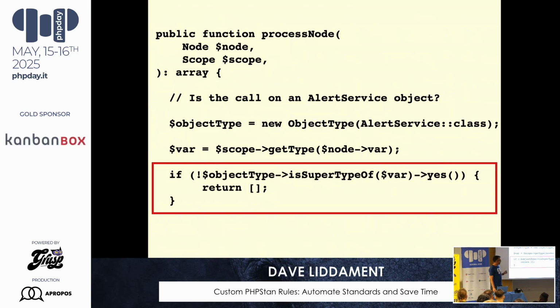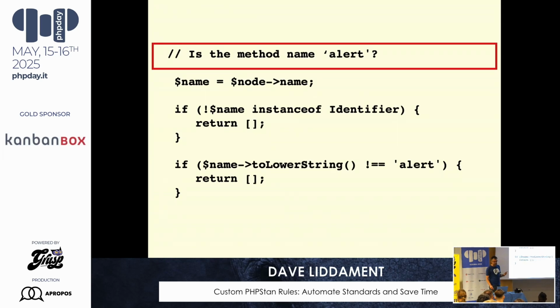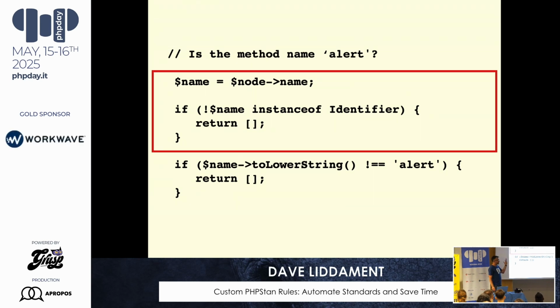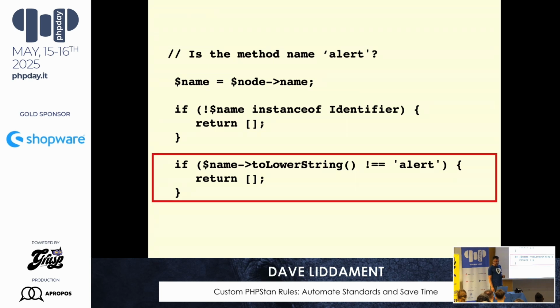So if we're acting on an alert service, the next question we need to ask is, is the method we're calling on the alert service the alert method? So we can go and get the name, and again, it's just like with the previous example, we're only interested in identifiers. We're not going to do anything clever with the expressions. And then we say, if the name isn't alert, then we'll exit. So if we've got below this if statement, we know we're acting on an alert service object, and we know the method we've called is alert.